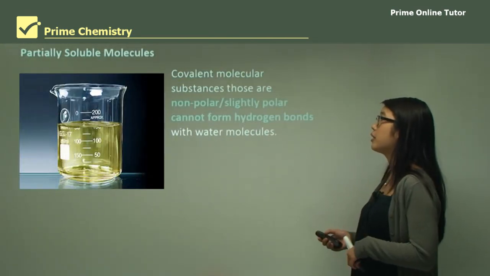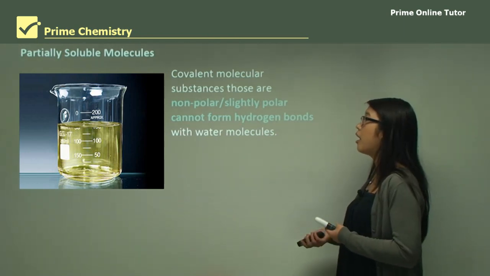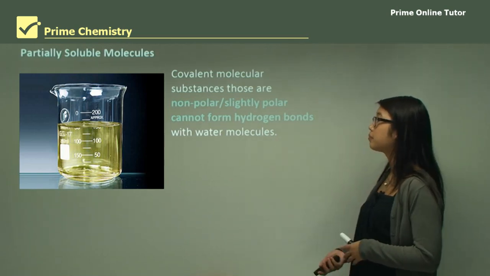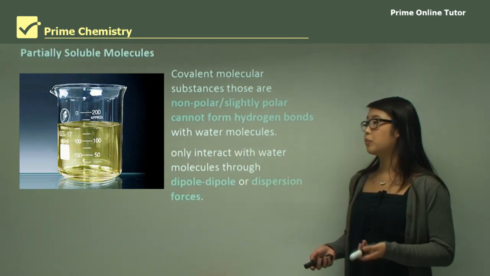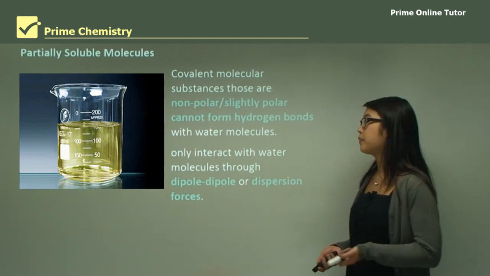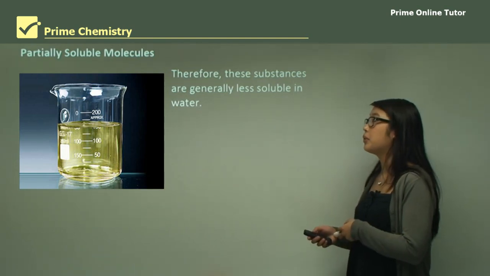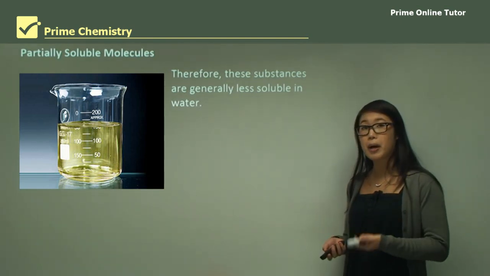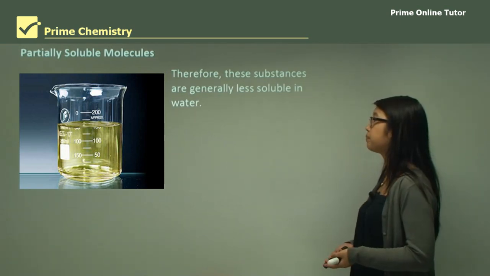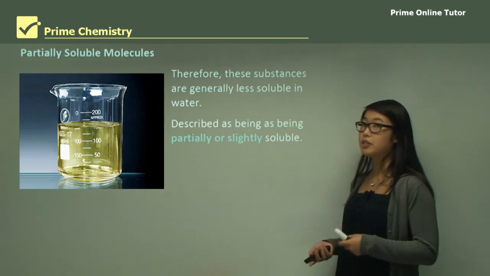Covalent molecular substances can be non-polar or slightly polar, but these ones can't form hydrogen bonds with water molecules. They only interact with water molecules via dipole-dipole or dispersion forces, which are very weak. Therefore, these substances are generally less soluble in water. Sometimes they can be partially soluble, which means they can dissolve a little bit, but not very much. So they're either described as being partially or slightly soluble in water.